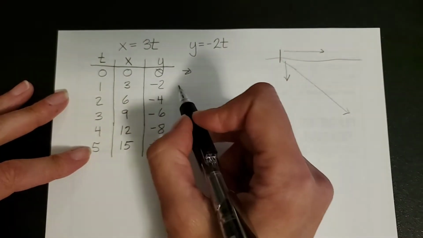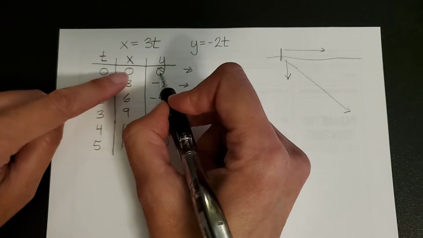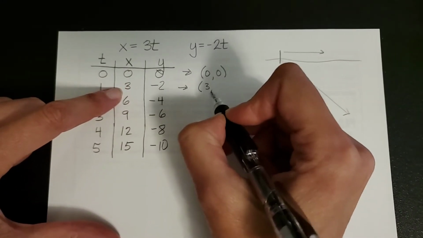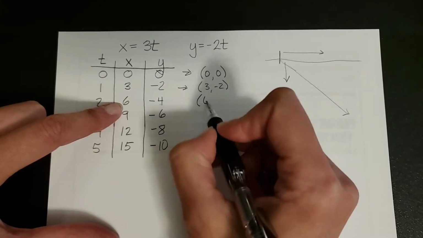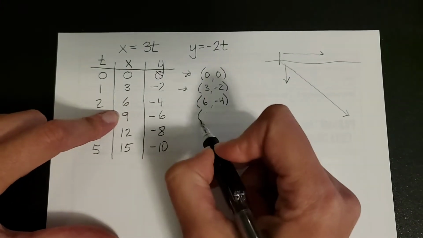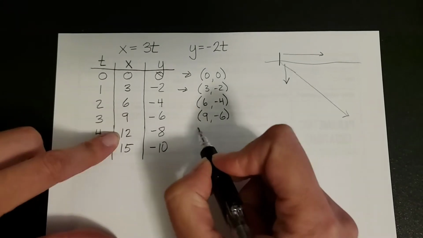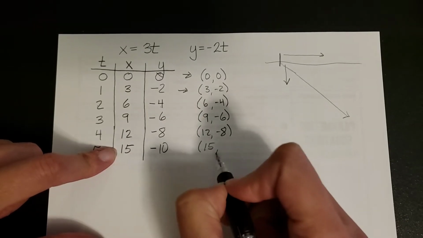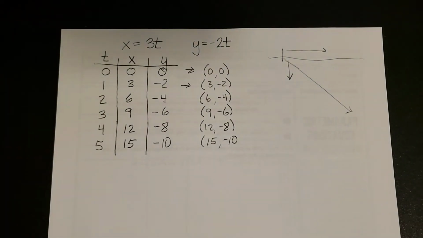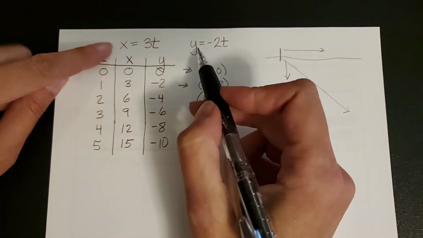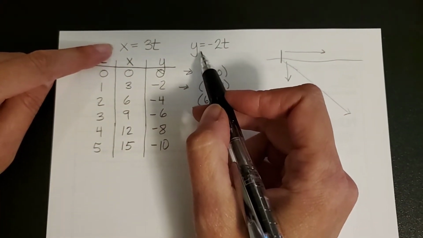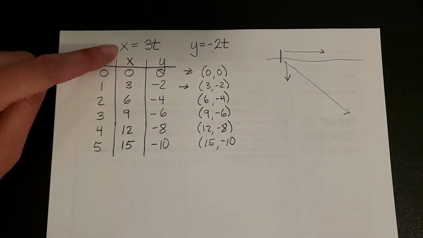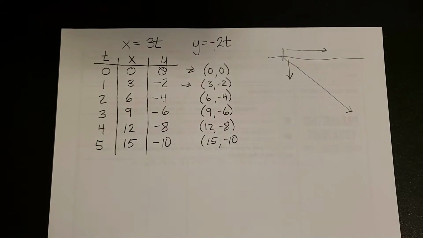So now the points that I will actually graph will be my x and y coordinates: (0, 0), (3, -2), (6, -4), (9, -6), (12, -8), and (15, -10). And I could graph those on a graph, and this would be the parametric form. I need both an x formula and a y formula in terms of t. That's pretty much parametric form.